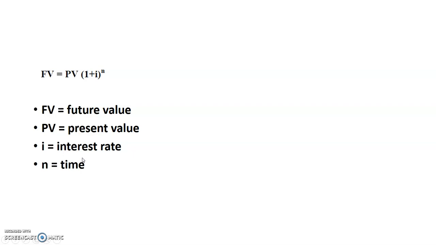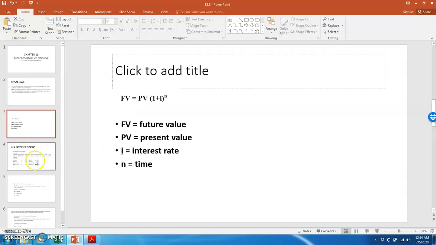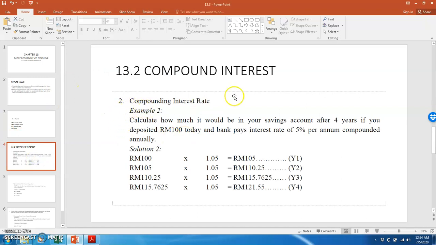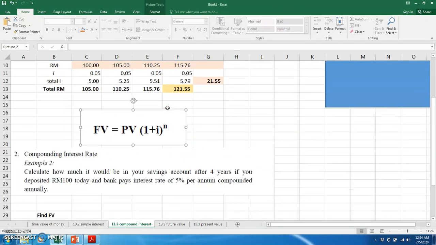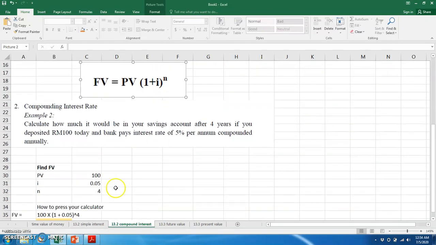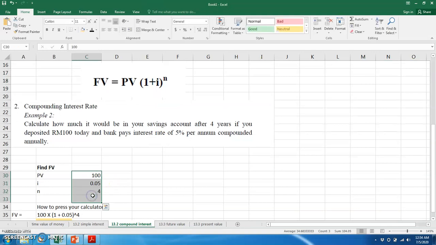If the question wants you to find the future value, this is the formula. By using the same formula, you can also find the present value. It depends. I don't want you to think, wow, it's so difficult. No, it's very, very easy. Now let's get back to this question, 3.2 compound interest. Now you still remember this, right? Okay, now let's check.